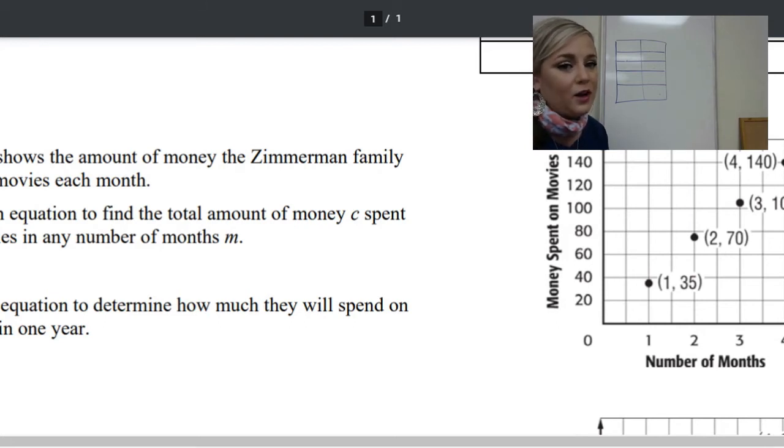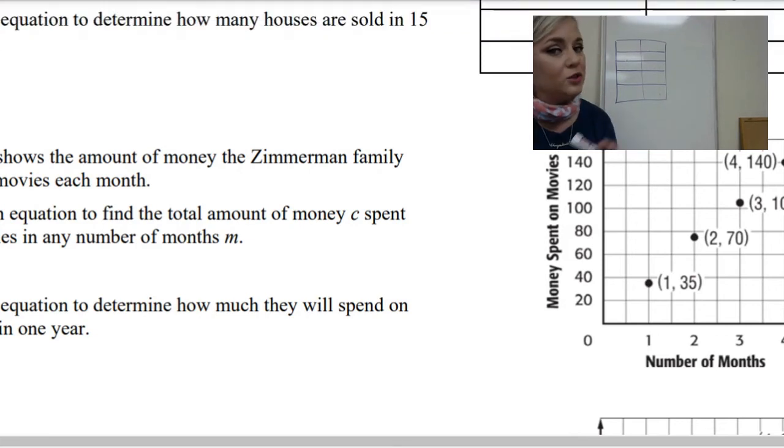A, they want us to write an equation to find the total amount of money spent, C, cost, I guess, spent on movies in any number of months. Okay, so the only difference in what we just did and what we're doing now is we don't have a table already made. We have these points on our line, and we have to make a table, and we have to figure out what's the relationship, okay? So we're going to have a number of months and money spent.